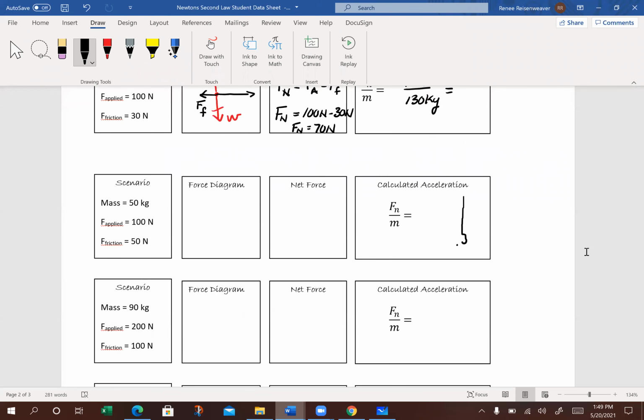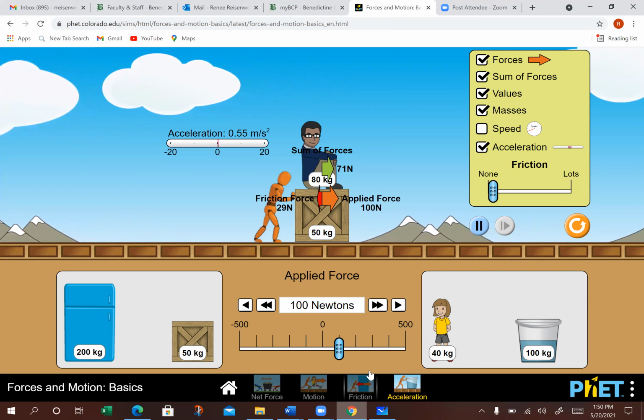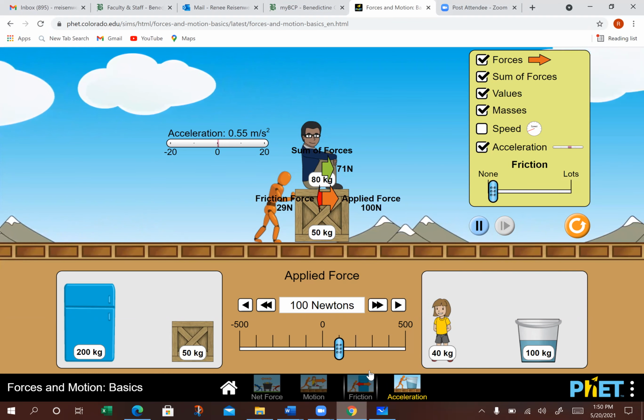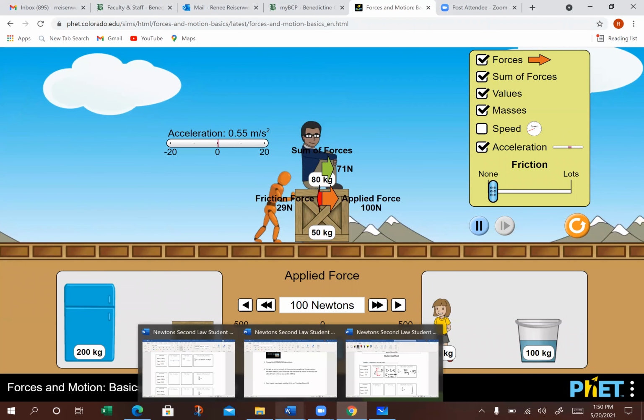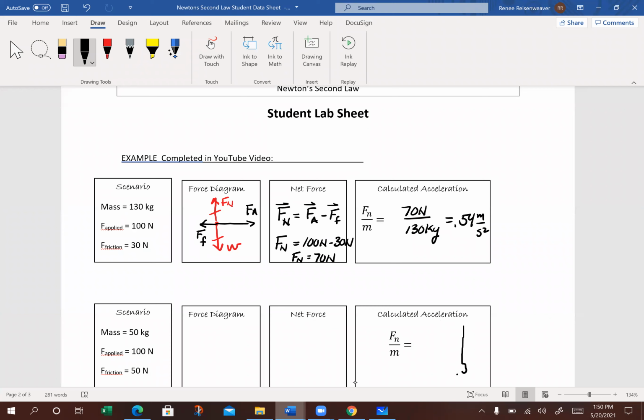If I go back to my simulation, I can just use the simulation to say, am I close? Remember, I didn't quite get 30. This is at 29. So 0.55 is my acceleration, which is what I just calculated. So really, you are using the simulation just to test out to see if your calculations are correct on this sheet. Hopefully that helps you.